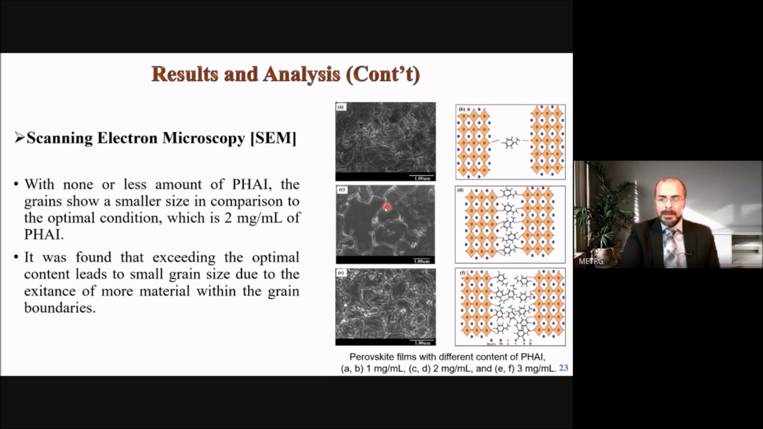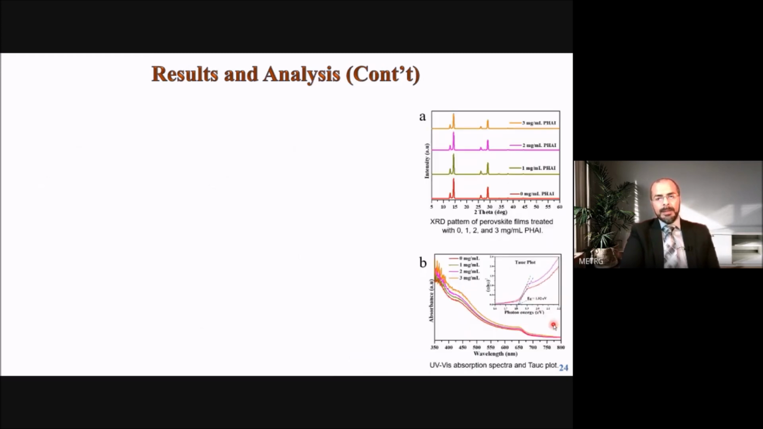But in 2 milligrams per milliliter, it was good enough to bring two adjacent grains together and form a big grain. If we increase the content of this material between the grains, that will not make bigger grains because we have too much, more than enough, between the grains, and maybe we will not have these grains come together and form the bigger grains.